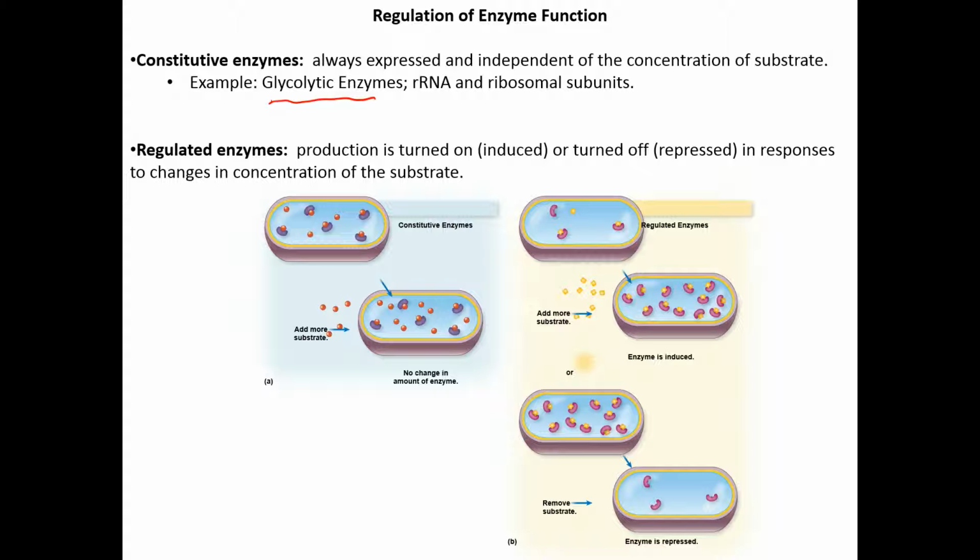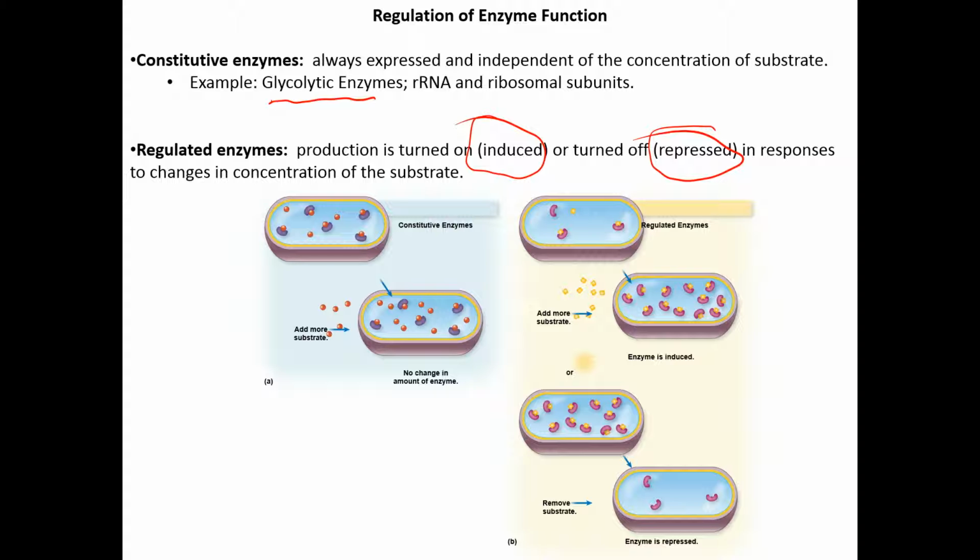Ribosomal RNA: you need ribosomal RNA and ribosomal subunits to make your ribosome. You have to be able to synthesize proteins. That's a needed cellular function. Now, regulated enzymes are what are turned on. If you turn on the production of an enzyme, it is induced, and if you turn off the expression of an enzyme, it is repressed.